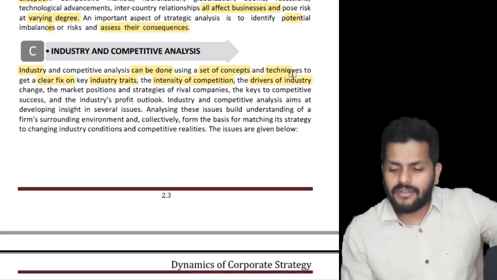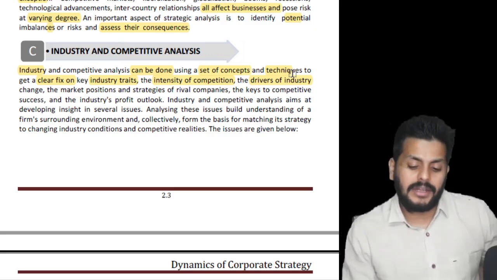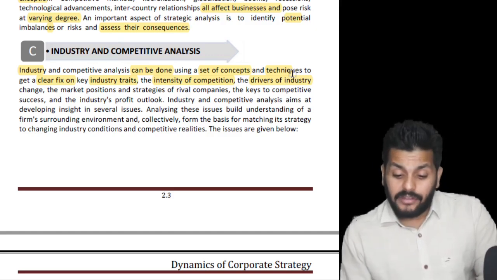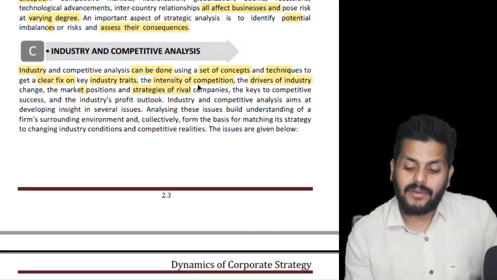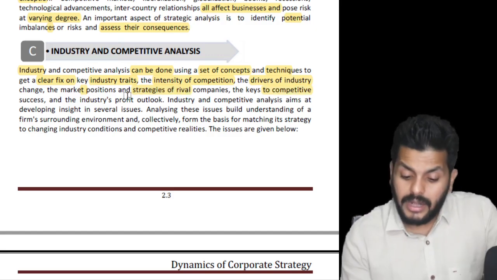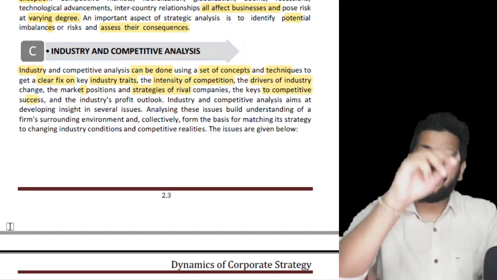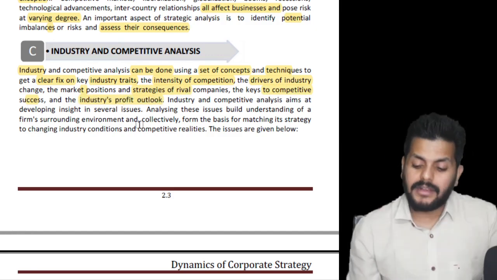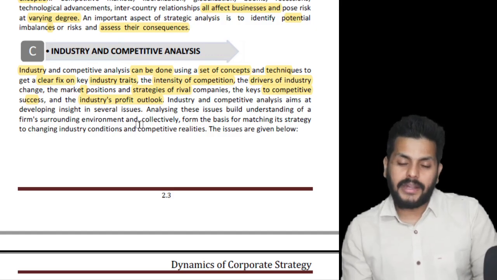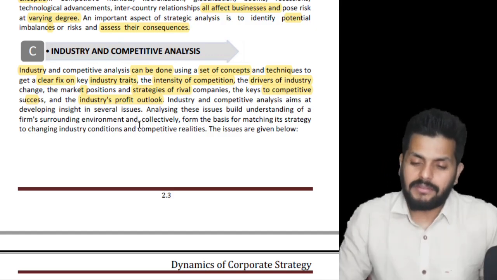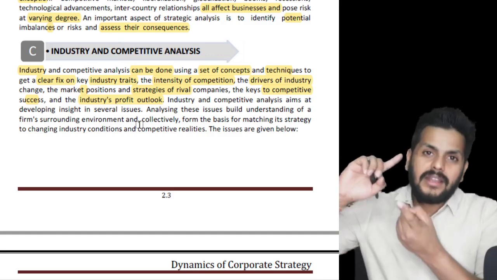A long list of drivers are there. I will show you in the third point. The drivers of industrial change, market positions, what are the strategies of rival companies, keys to competitive success, and the industry's overall profit outlook. Seven points are there, seven solid points. I don't have to draw them because it's given in the next page. I'll tell you. Understanding the economy.